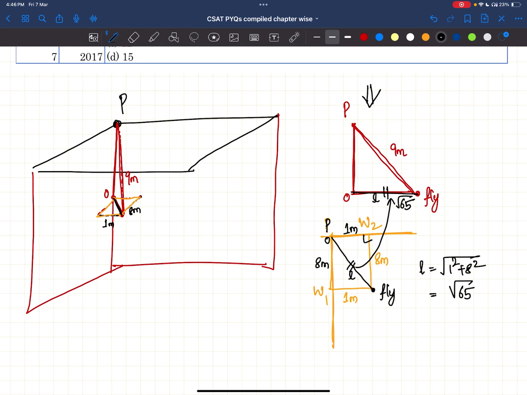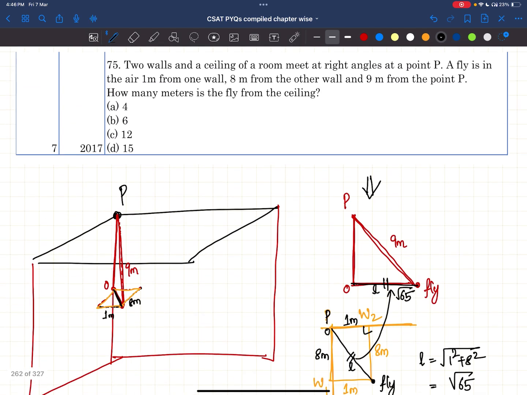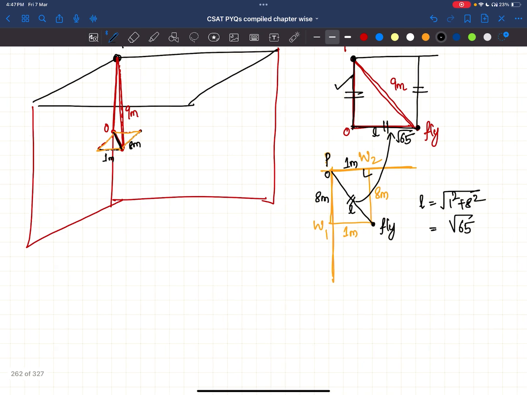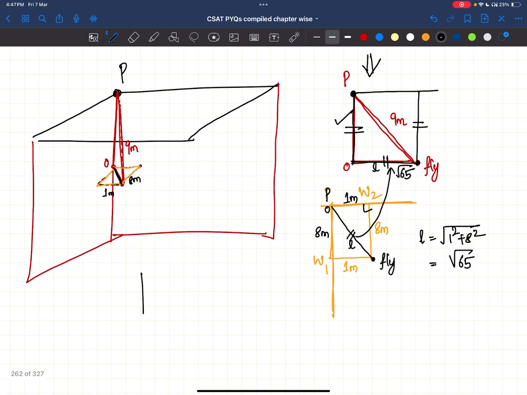What is being asked? How many meters is the fly from the ceiling? This is point P, and this is the entire ceiling. Now, if we calculate this value, we'll come to know how many meters the fly is from the ceiling. Now see, this is a right angle, right? I'm drawing it again. This is 9 meters, and we have calculated this to be under root of 65 meters.